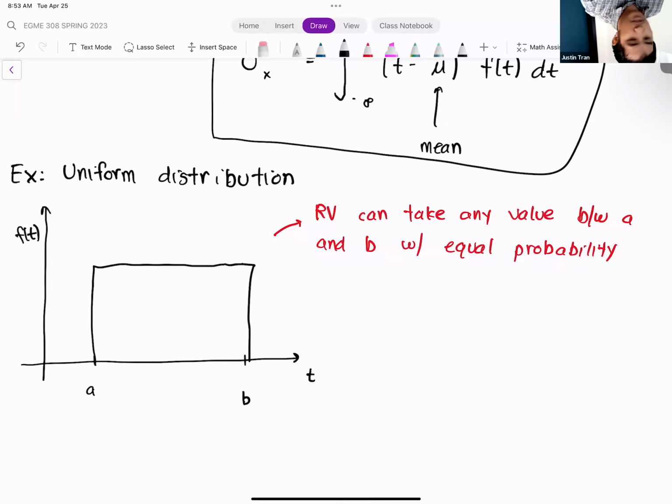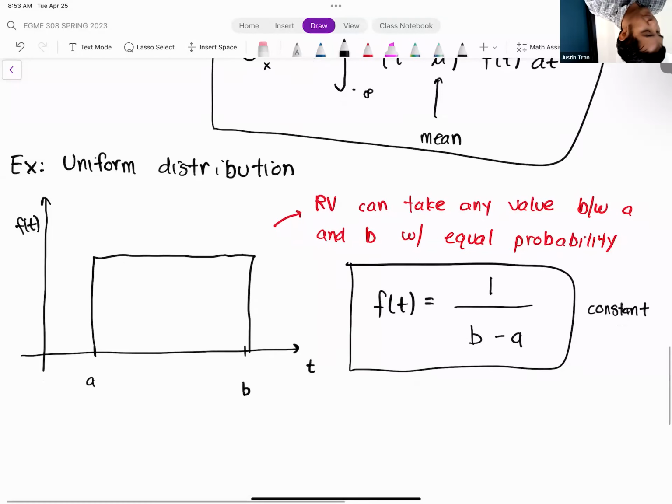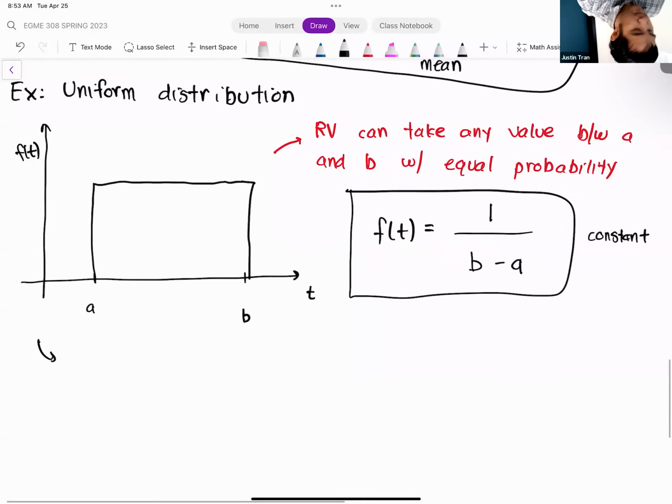I'm bringing this one up because the PDF actually has a very simple form. You can see that it's a constant value, so integration will be very easy. For a uniform distribution, our f of t is given by 1 divided by b minus a, where both b and a are constant values, so this f of t is going to be constant. What we want to do for this uniform distribution is compute the mean and variance.